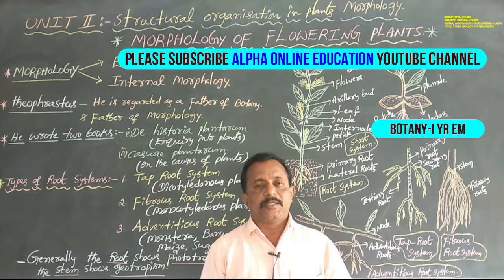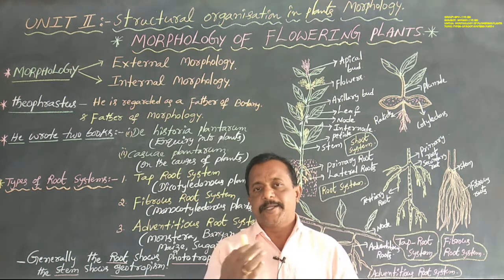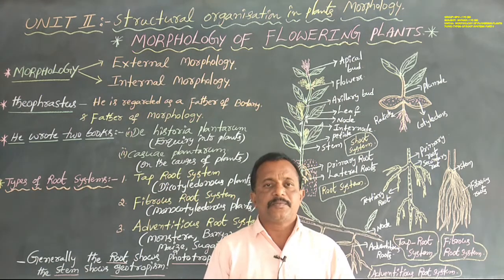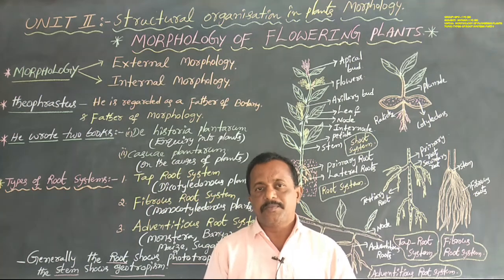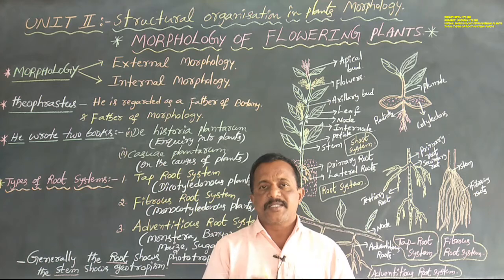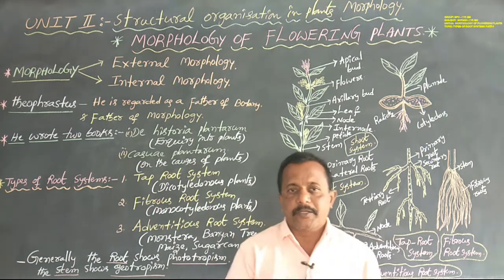In this first year, we have already completed the first unit, named Diversity in the Living World. This unit contains 4 chapters. The first chapter, the living world. The second chapter, biological classification. The third chapter, science of plants, botany. The fourth chapter, plant kingdom.